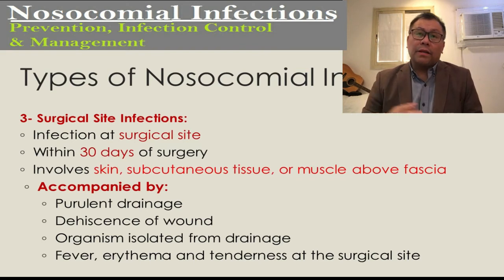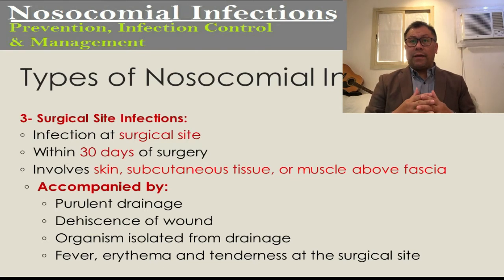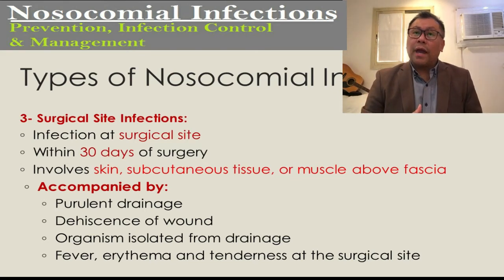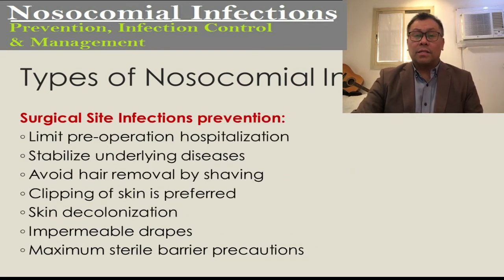The third type is the surgical site infections. These are infections at the surgical site in the hospital. Within 30 days of surgery, you're going to check whether the patient is okay. It involves skin, subcutaneous tissue or muscle above the fascia. This is accompanied by purulent drainage, dehiscence of the wound, and an organism isolated from the drainage. It will manifest fever, erythema, and tenderness at the surgical site.